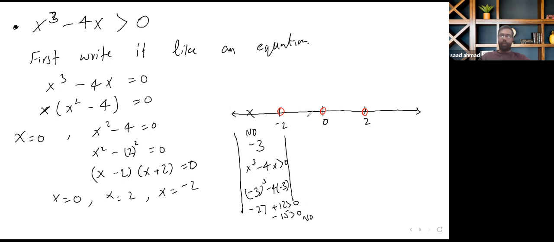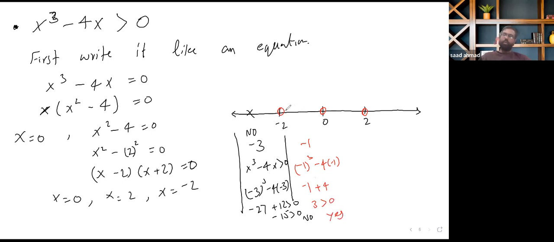Then we pick another point from there. Let's say we pick minus 1, and then again we check it in there. So minus 1 cubed, and then 4 times minus 1. If we do that, we get minus 1 plus 4, which is 3. So 3 is greater than 0, so that's yes.